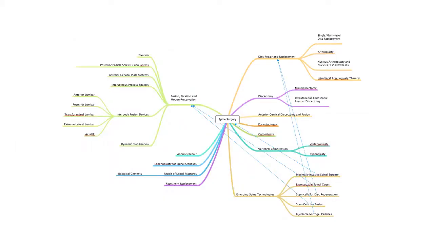This is quite a busy slide. It simply shows the number of different approaches and devices and really procedures that we have available for spine surgery. There may be cements, emerging technologies, disc arthroplasty, but the mainstay of our spinal surgery are the pedicle screw and rod constructs that we use in reconstructing the spine or realigning the spine.